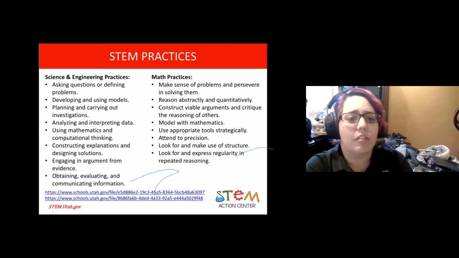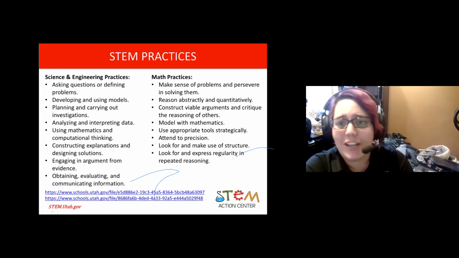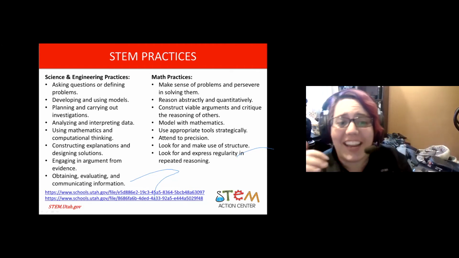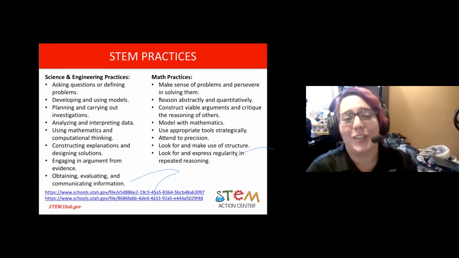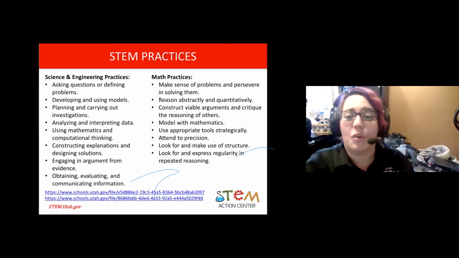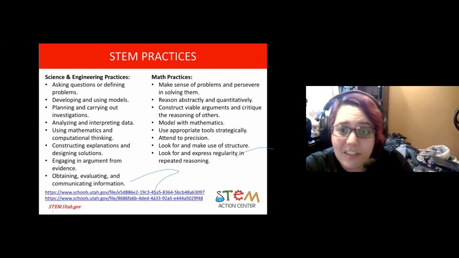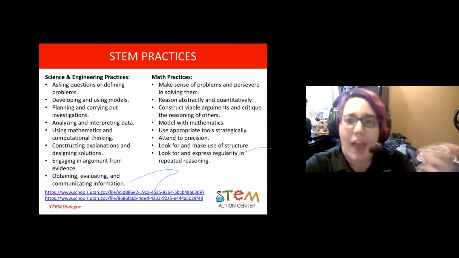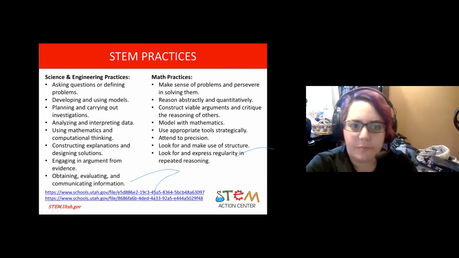Constructing arguments and critiquing the reasoning of others, right? Students do this all the time, whether you want them to or not, right? They're always going to be constructing arguments and critiquing others. But if you can teach them how to do it in a way that is evidence-based, that is based on the things that they can observe and do, that is a mathematical practice, right?